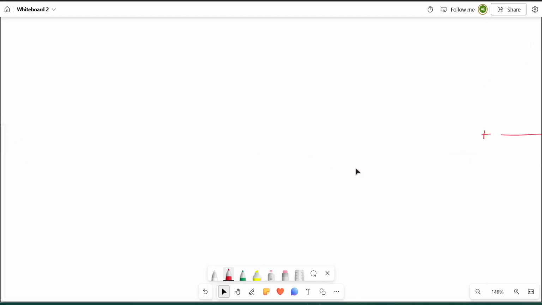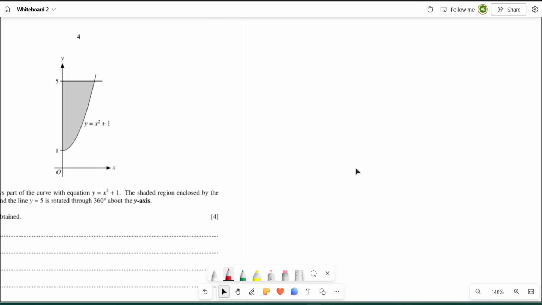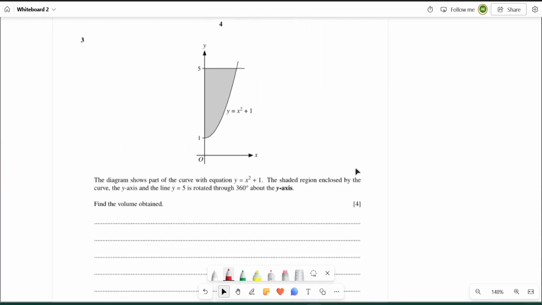Let's take another question. This is also a volume question. However, here it's a little different. The diagram shows part of the curve with equation y equals x squared plus 1. The shaded region enclosed by the curve, y-axis and the line y equals 5, so this is the shaded region, is rotated 360 degrees about the y-axis. So we need to take care over here.